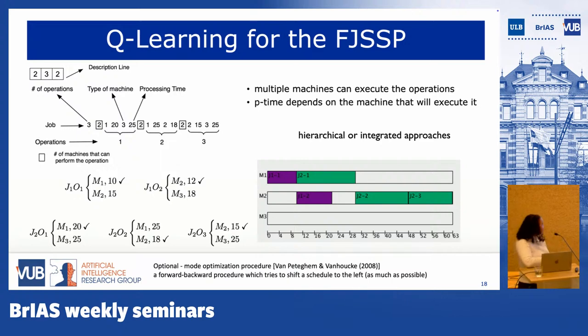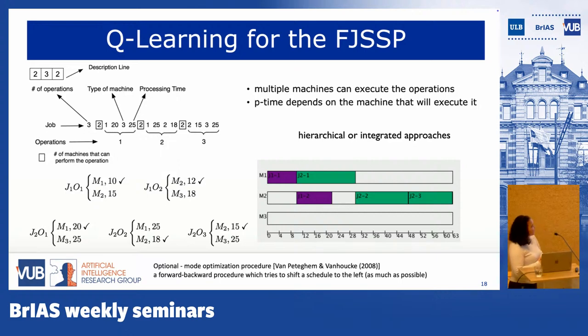Besides this, we also did some experiments with the flexible job shop scheduling problem. Here, the idea of the instances is on top, but basically what we need to know is that instead of knowing in which resource the operations need to be executed, we have alternatives. The first operation of job 1, for example, can either be executed on machine 1 for 10 time steps or machine 2 for 15 time steps. So for each operation, we have alternatives. Multiple machines can execute the operations, and the processing time will depend on the resource. That's the main idea in this kind of problem.